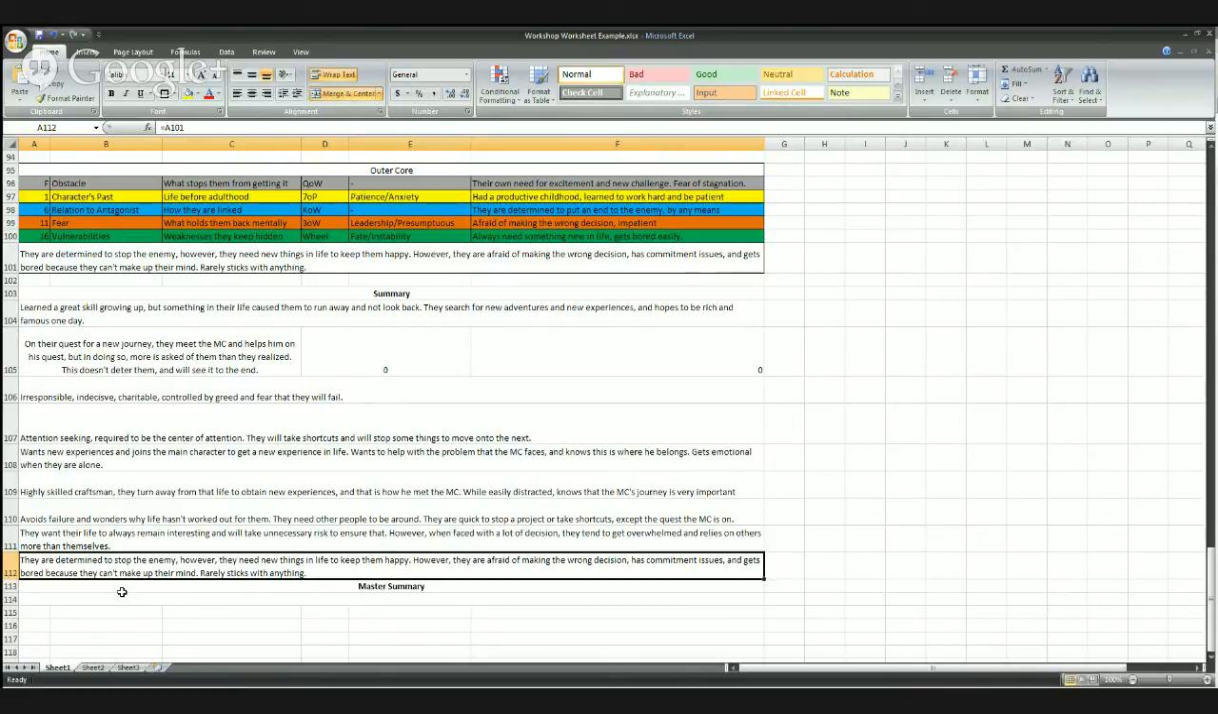So we're noticing a common thread here: he's attention seeking, he wants new adventures, he wants the fame and the glory, but quite possibly he doesn't really want to put the work into it, and that's why he takes a lot of shortcuts. So, that's a fairly complex character right there. Even if he had riches, he'd probably share it with people, but his need for attention would override anything else. So when we write our master summary, that's what we basically do.